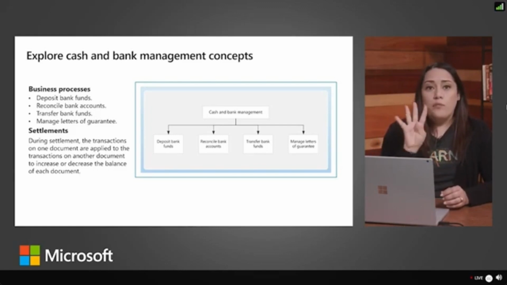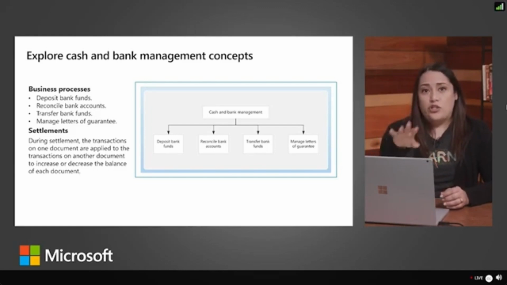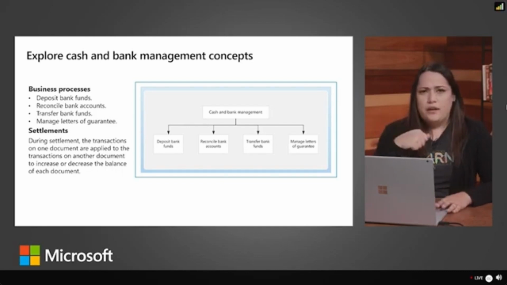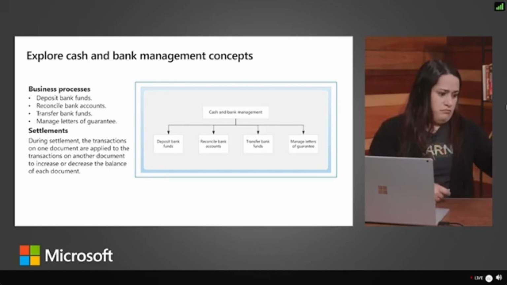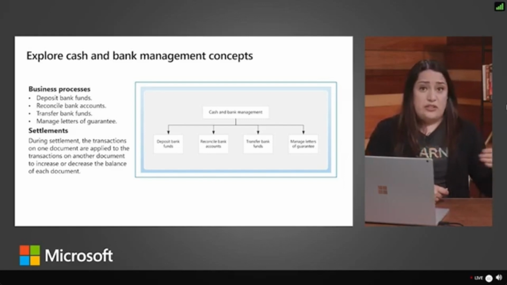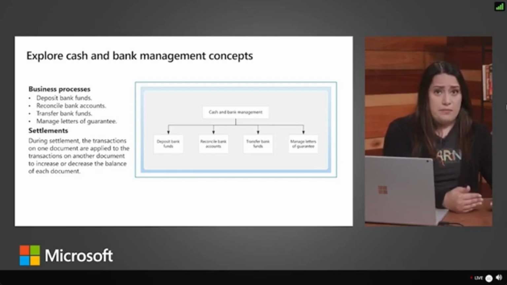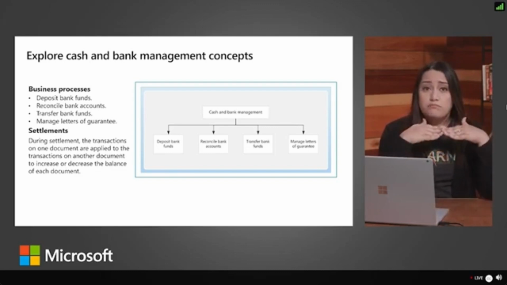And there are going to be 4 main processes under the cash and bank management. First, you have depositing bank funds. This could include things like deposit slips, bills of exchange, promissory notes, or checks, really anything. Then you have your reconciliation of accounts. This is where you receive a bank statement, and then you have to review each legal entity's bank transactions with the transaction of the bank statement and make sure that they match up.